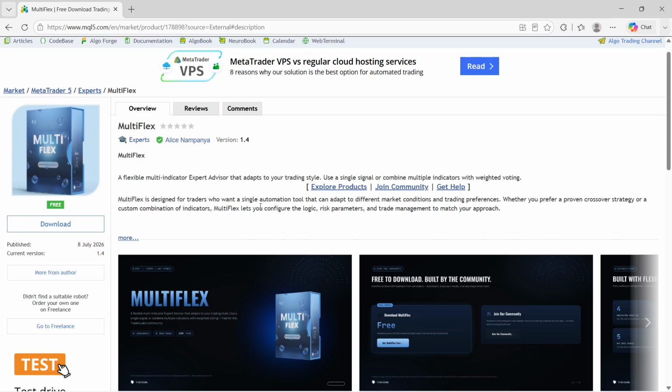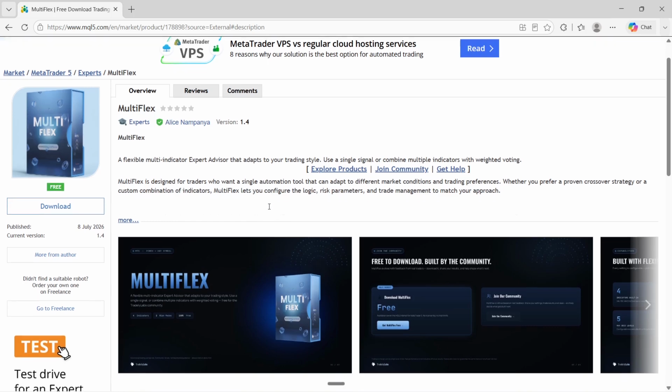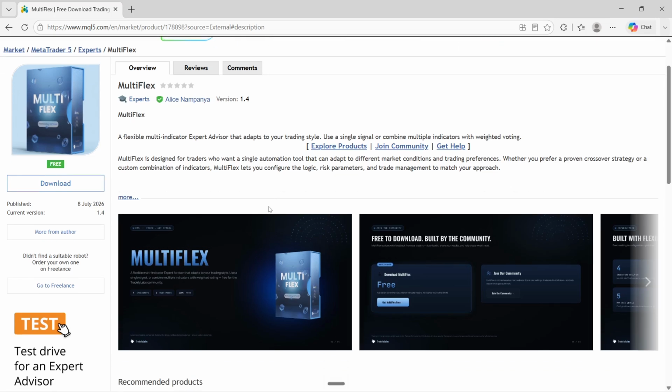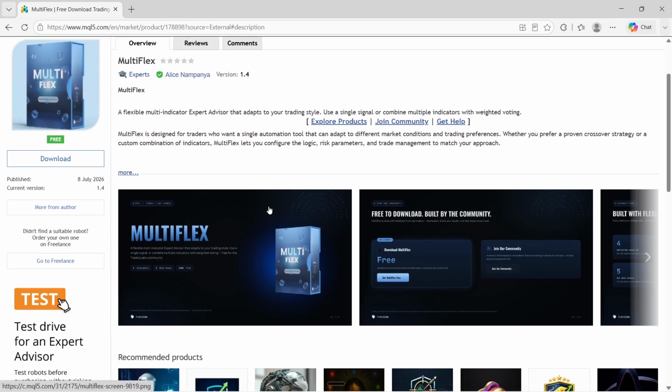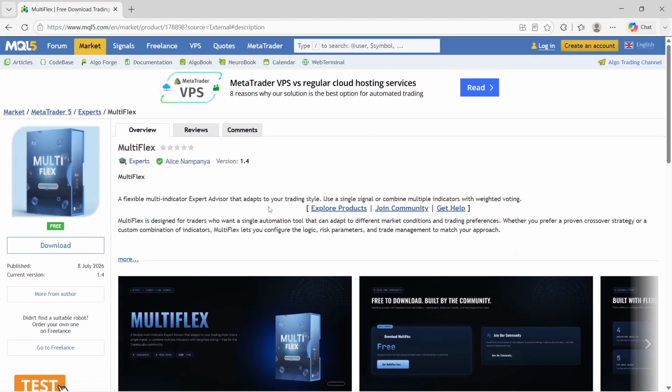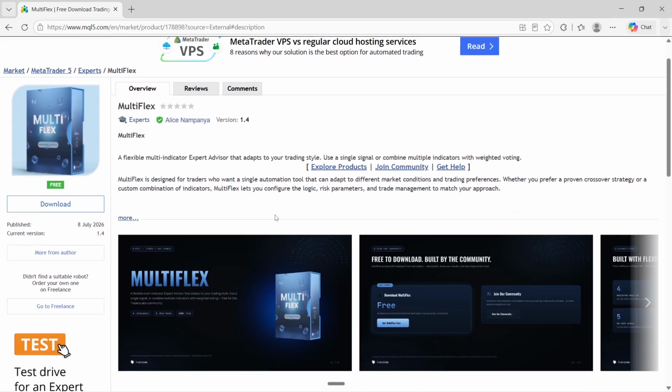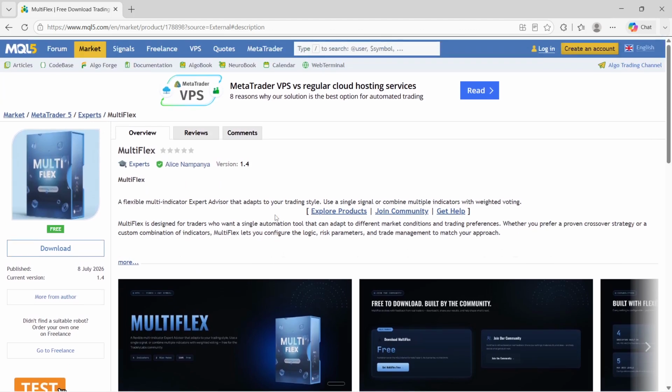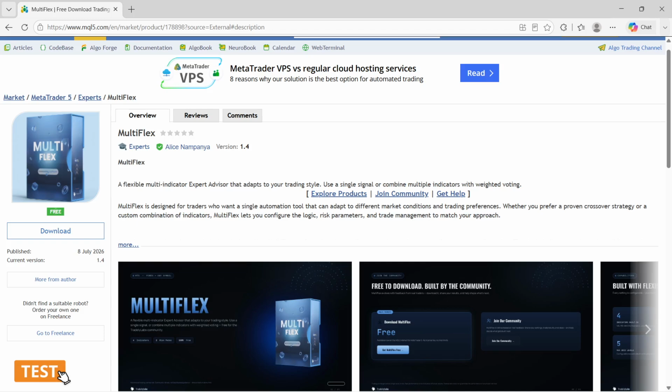Alright, hey everyone, welcome back. Today we are reviewing the Multiflex EA for MT5. This is a flexible multi-indicator system that can run single signals or weighted voting with an optional grid recovery mode. So let's break it down carefully and take a look at how it performed when I put it through my personal backtest. As you can see, the EA is free.